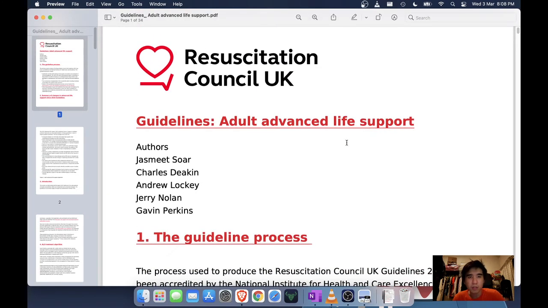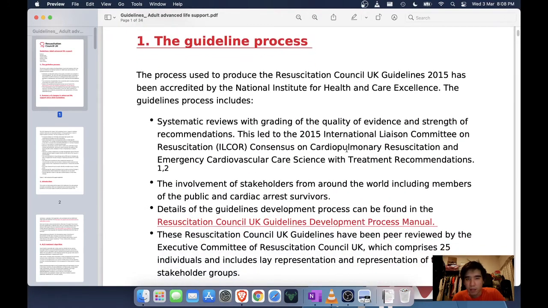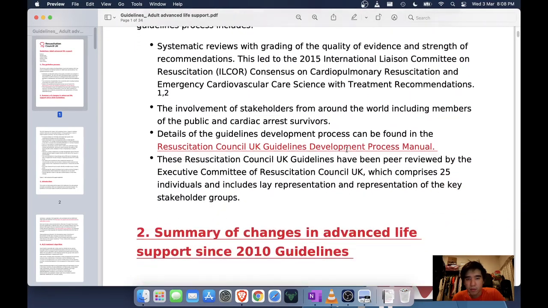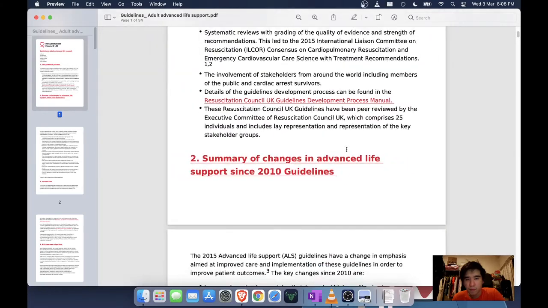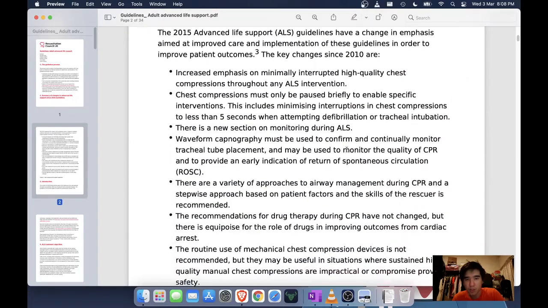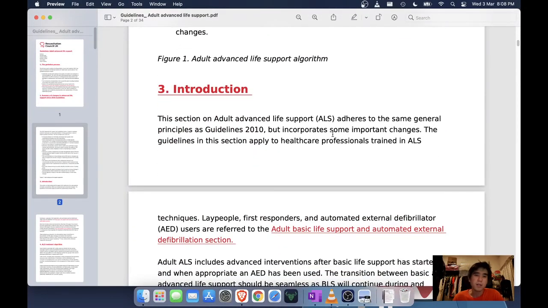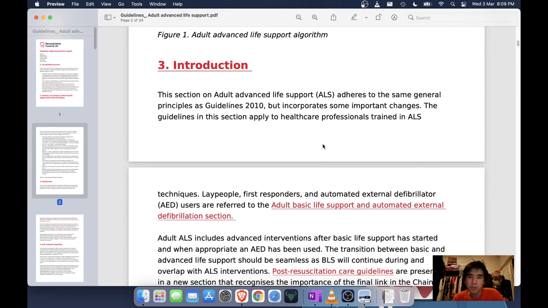So this is what Resuscitation Council UK says. This is a guideline process. Summary of the changes. Introduction. Okay, this section on adult advanced life support, ALS, adheres to the same general principles as guidelines 2010.